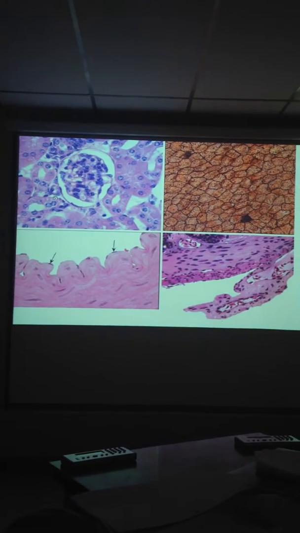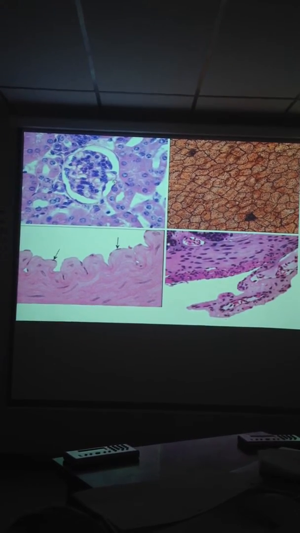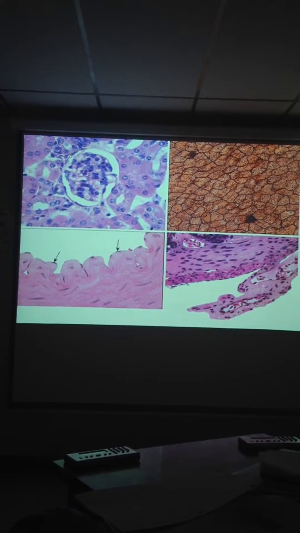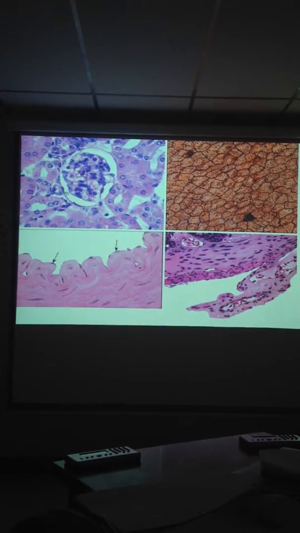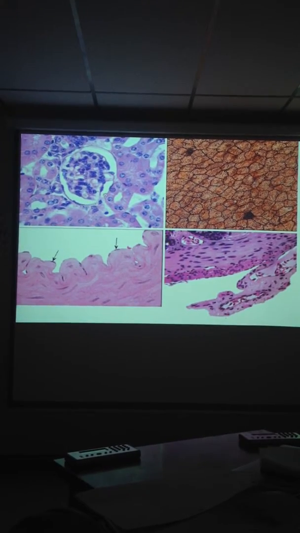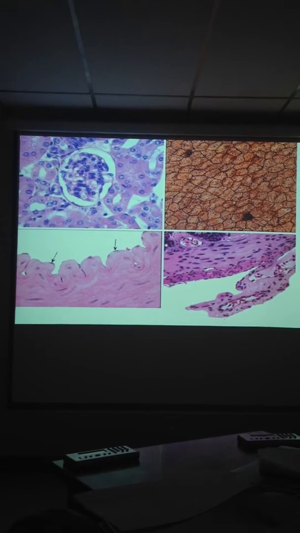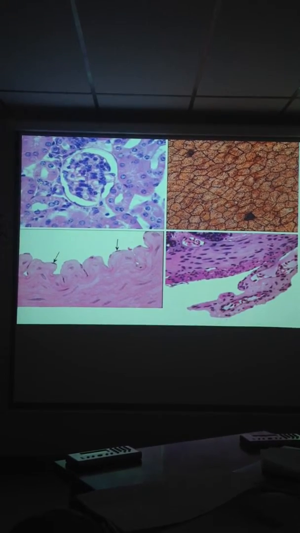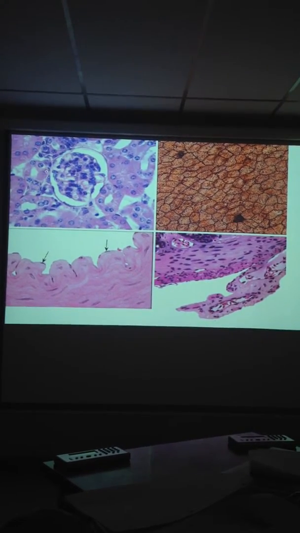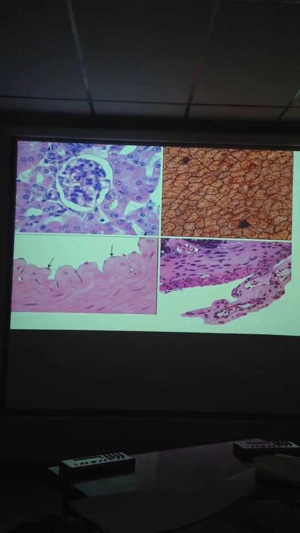Over here, this is Bowman's capsule. So what type of cell forms the capsule itself? Here's a nucleus here, here, here, simple squamous, right? And then you have the kidney tubules to the side. What type of epithelium is this? And over here, simple cuboidal, right?